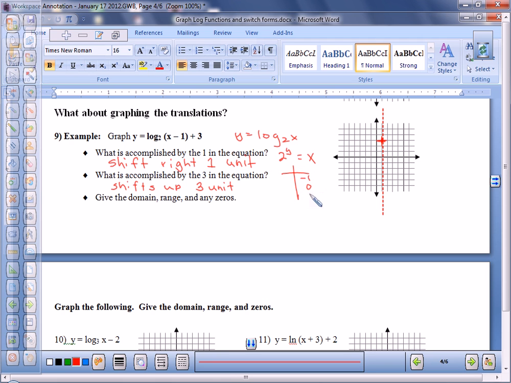So what is 2 to the negative first? 1/2. What is 2 to the 0? 1. And what is 2 to the first? 2. I kept saying 1. Thank you. All right, so from this shifted, translated point, we're going to go over 1/2 down 1, over 1, 0, and over 2 up 1. And we have shifted our parent graph.